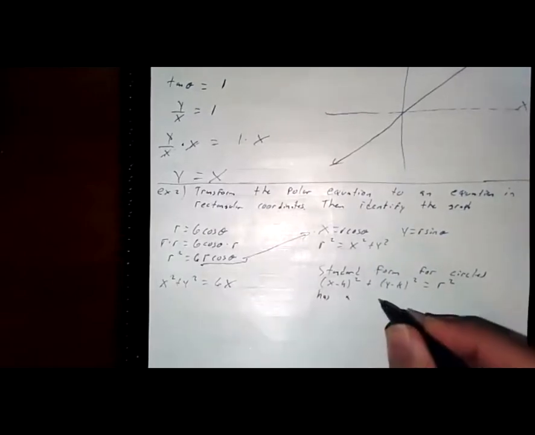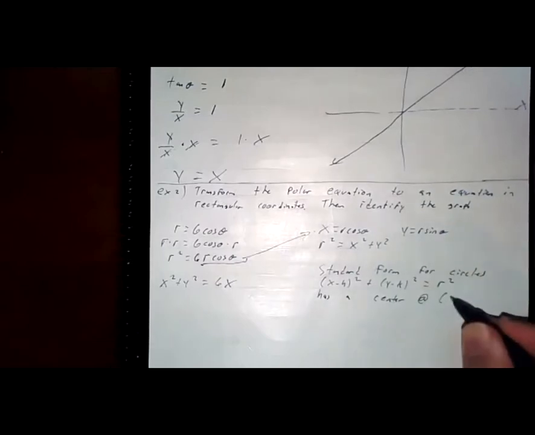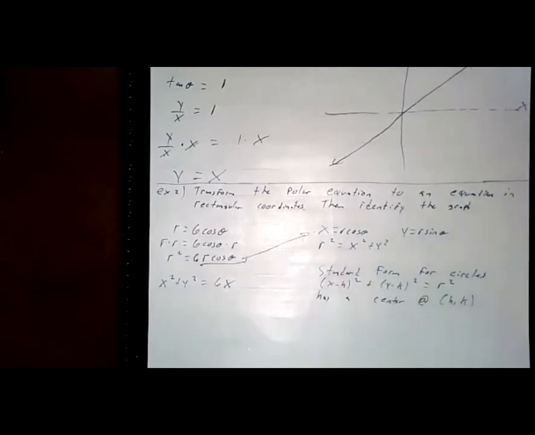It has a center at h, k. That's x minus h, okay. All right, so I'm going to try to get this into standard form and find the center of the circle, etc.